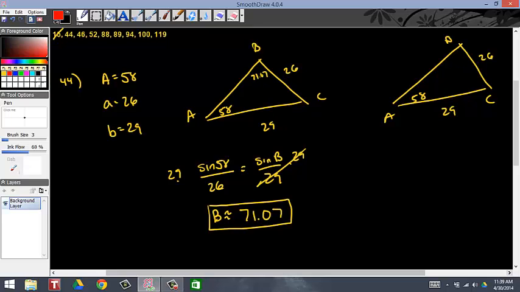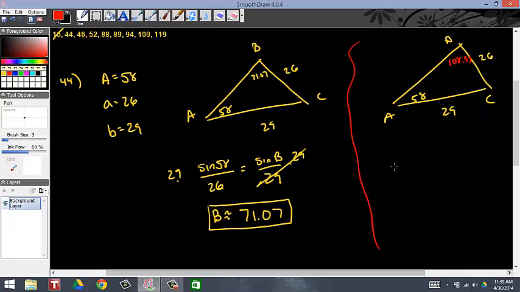Now the right-sided triangle. How do I find the angle of B in the right-sided triangle? Chris? 180 minus the answer. 108.93. Now, is this right-sided triangle possible? Yes, it is, because 108 plus 58 doesn't exceed 180, so we're actually okay on this triangle.